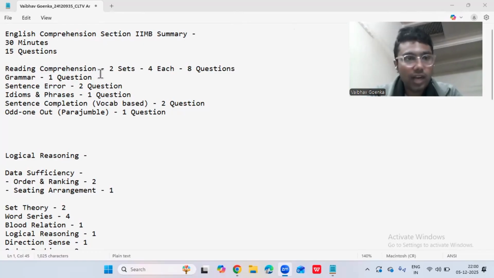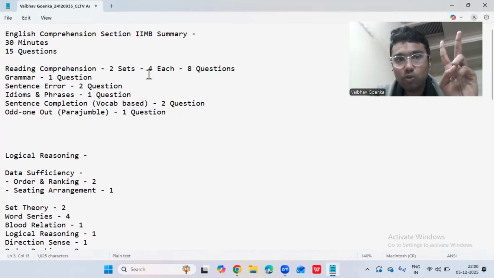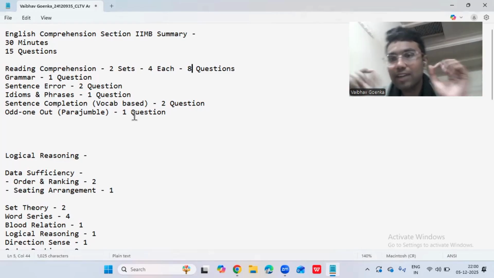So let me start with the whole process. It's 30 minutes for the English comprehension section and 15 questions. There are two RC sets with four questions each, so a total of eight questions. There is one question of grammar, two questions of sentence errors, one question of idiom phrases, two questions of sentence completion, and one question of order now, that is of paragraph.